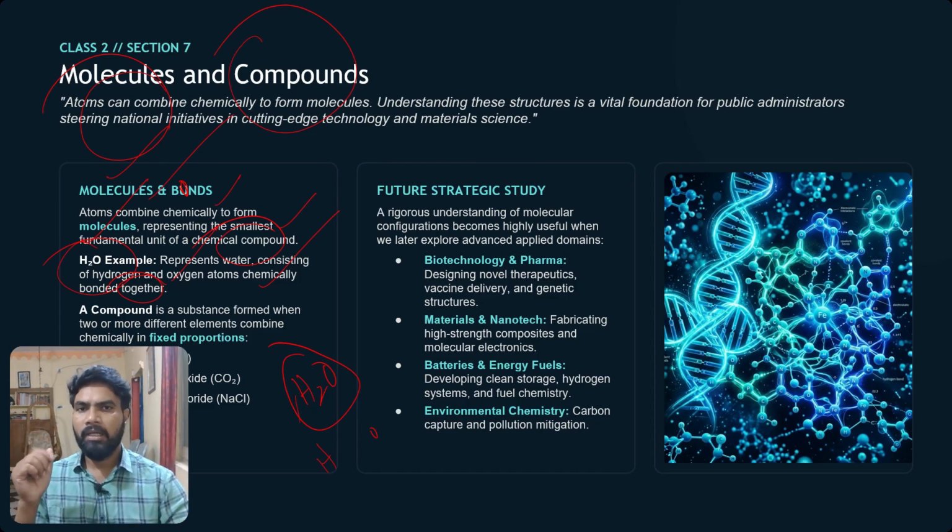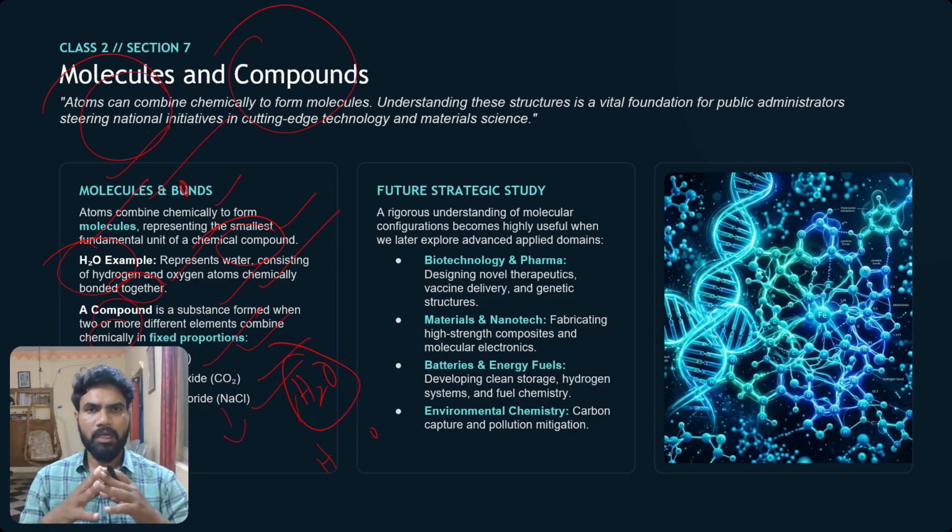So what is a compound? A compound is a substance formed when two or more different elements combine chemically in fixed proportions. You see, it is not a random proportion, it is a fixed proportion. Examples of compounds are water, H2O, carbon dioxide, CO2, and sodium chloride, NaCl, table salt. These are the common examples of compounds.